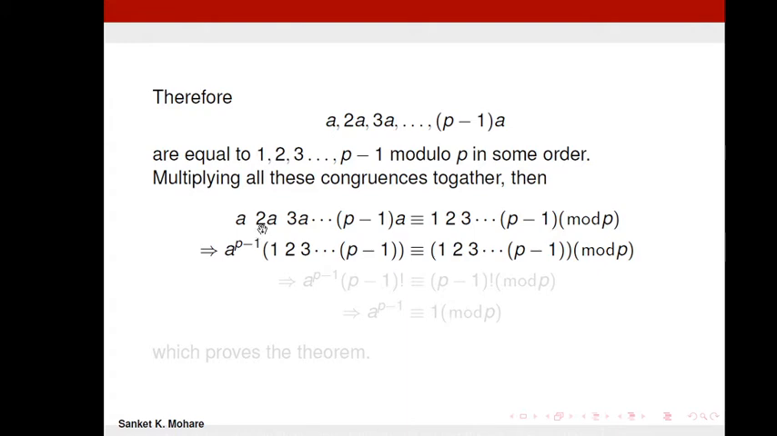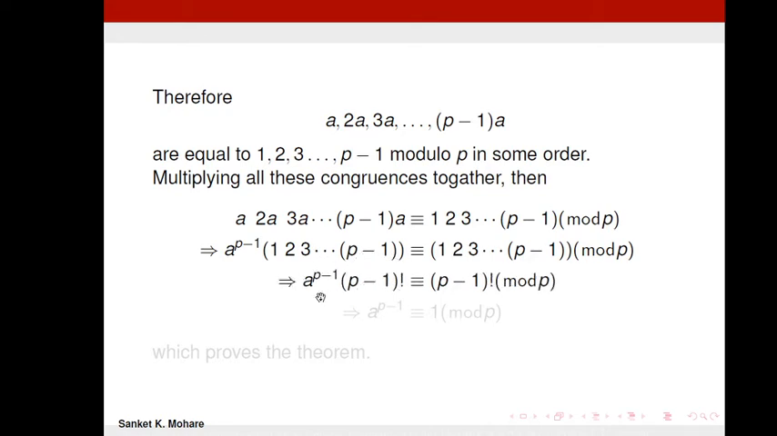So in this fashion the product of this is equal to a to the power p minus 1 into 1 into 2 into 3 up to p minus 1, congruent to 1 into 2 into 3 up to p minus 1 modulo p. But this is equal to 1 multiplied by 2 multiplied by 3 up to p minus 1. This is nothing but p minus 1 factorial.